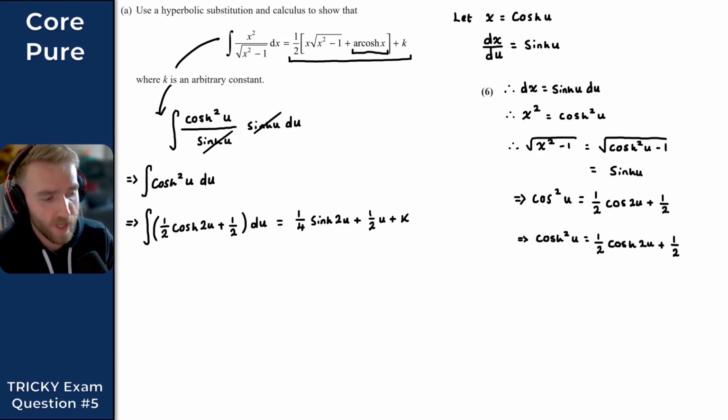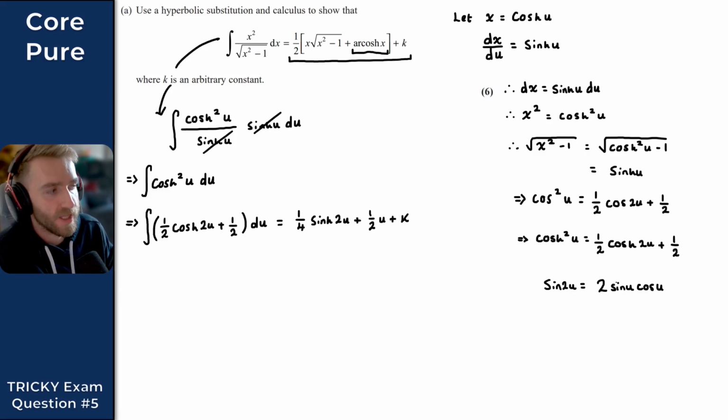Now, where do we go from here then? Again, what I can do here is just use Osborn's rule, because this sinh 2u here isn't particularly useful, right? However, by using Osborn's rule, I know that sinh 2u is simply 2 sinh u cosh u.